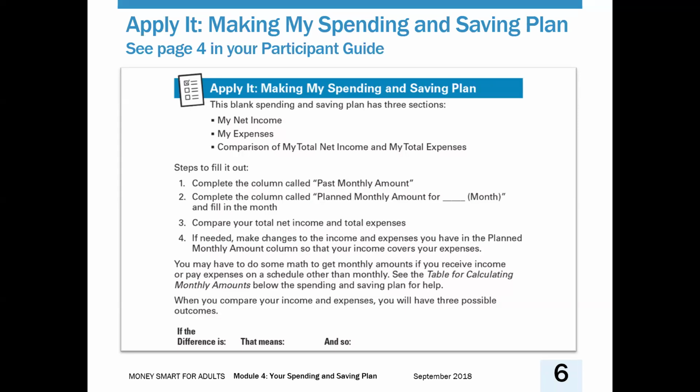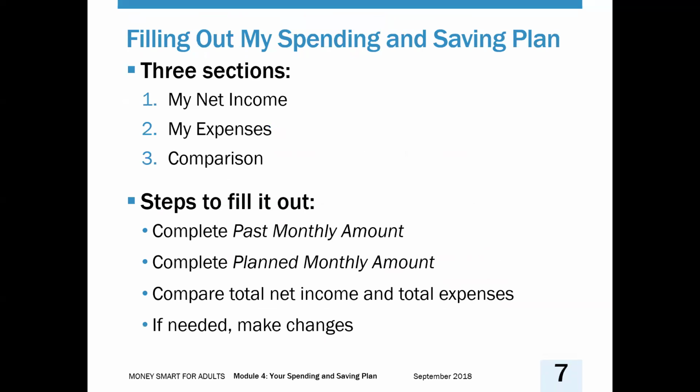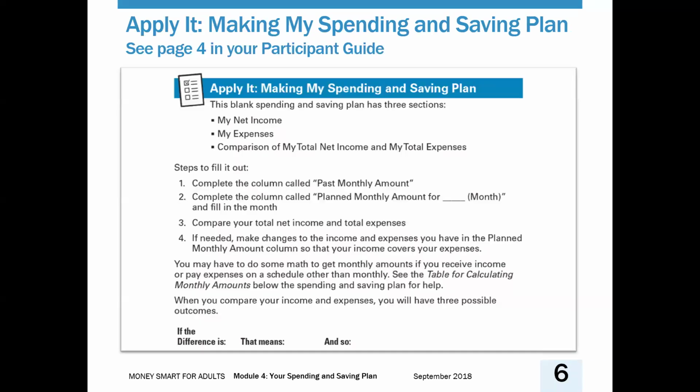It's going to provide an opportunity for you to find ways on how you can increase income and decrease your expenses. I don't think we have it listed here, but in the spending and savings plan that you're going to see in the participant guide, there's essentially going to be three sections. Those three sections are my net income, my expenses, and a comparison. You can see here at the top, in the blank guide that you're going to have in the participant guide, it's broken down into those three sections.